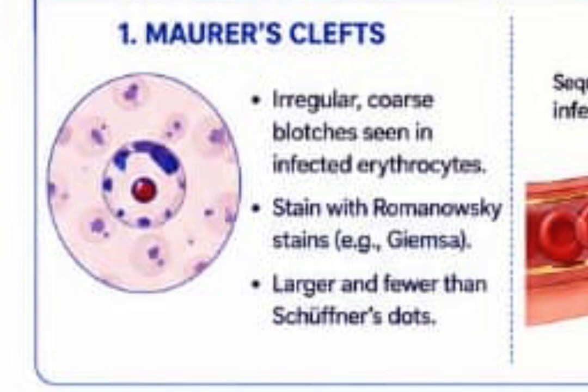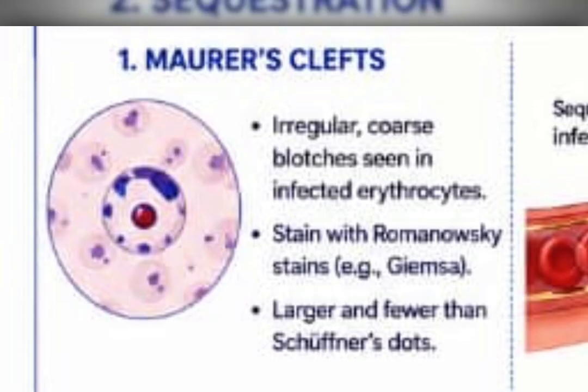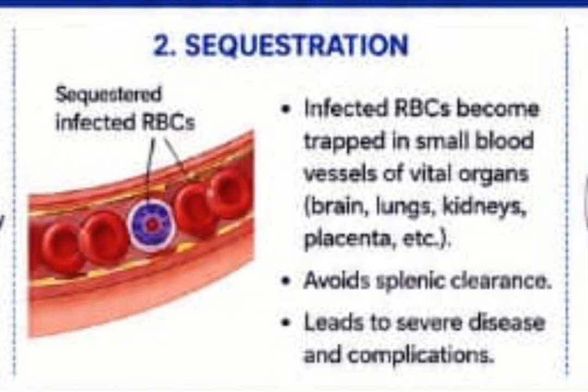Are you getting me? And how can you even know a Maurer's cleft? You use what we call a Romanowsky stain or a Giemsa. So when you stain the red blood cell with Giemsa or Romanowsky stain, what happens? You see a Maurer's cleft there, you see some signs there, you see larger and fewer dots there, which I'm showing you here. Also, there will be sequestration of the red blood cell, which means the red blood cell will be damaged. Are you getting me now?